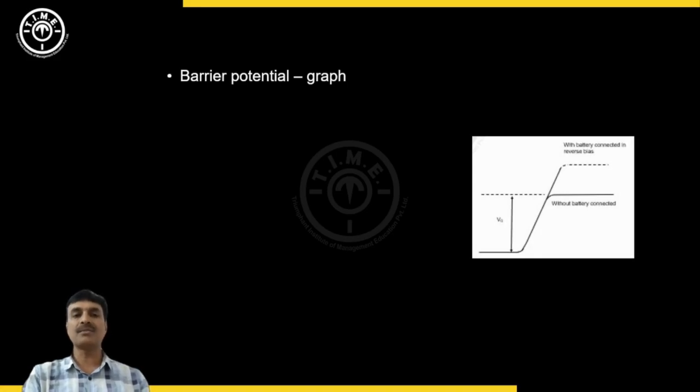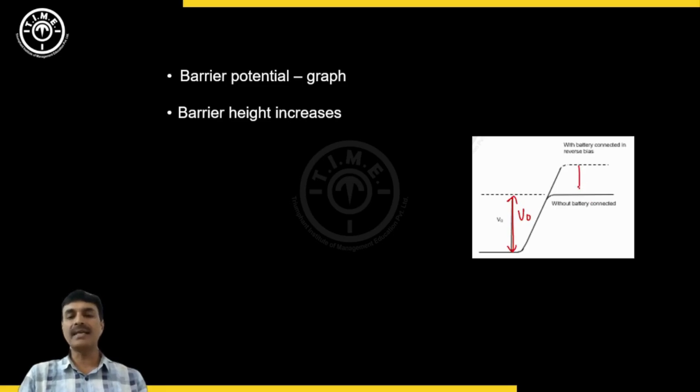Now, in reverse bias mode, the barrier potential increases, barrier height increases clearly. See, without the battery connected, V0 is the potential across the diode, but when battery is connected, it increases by another V.